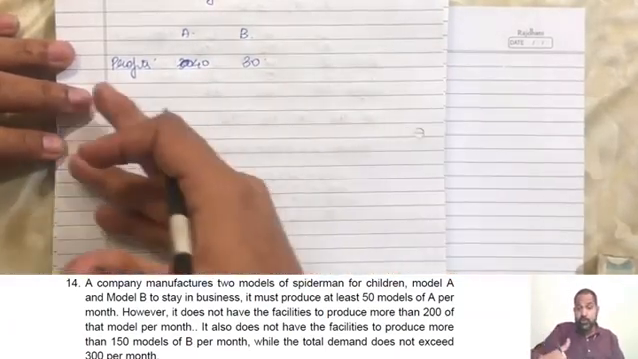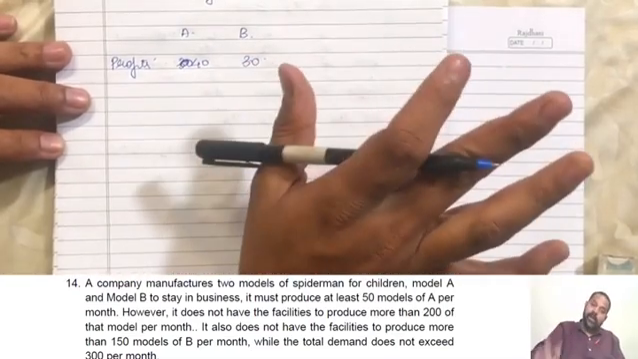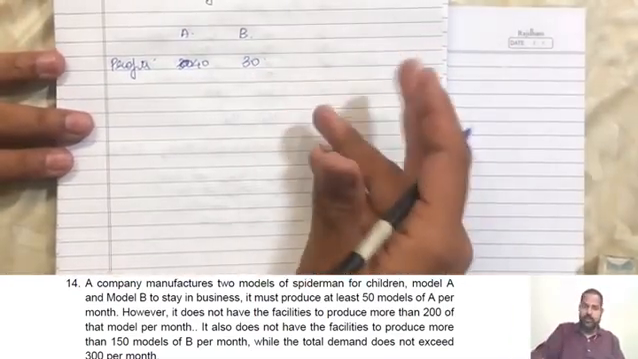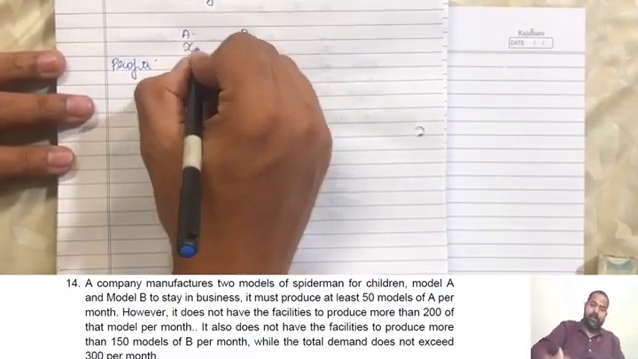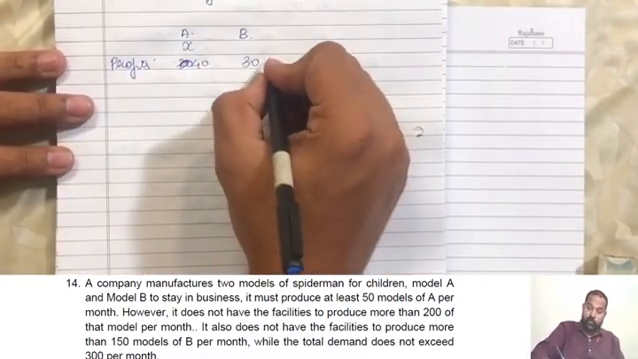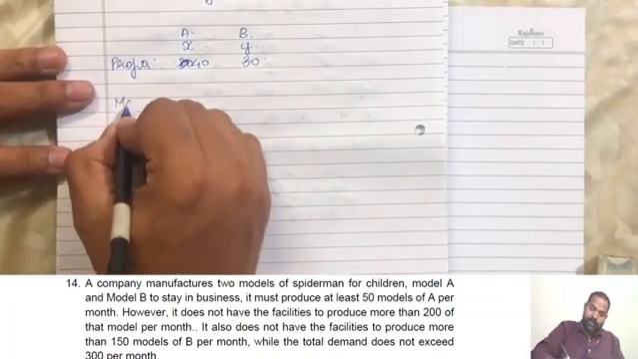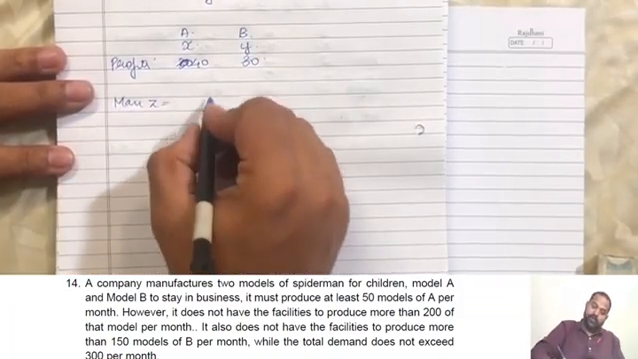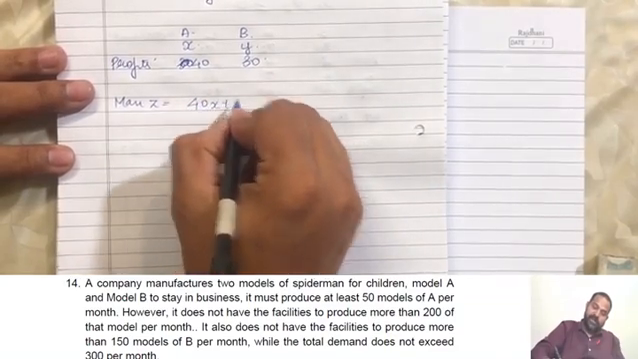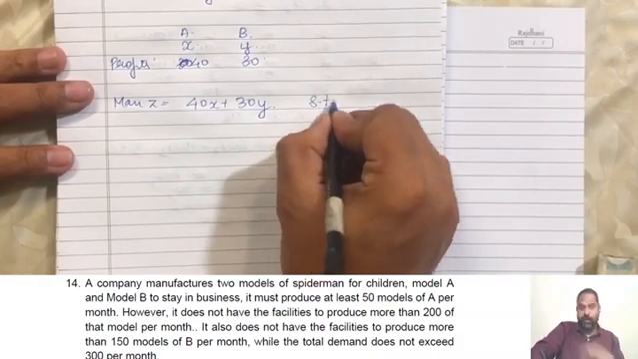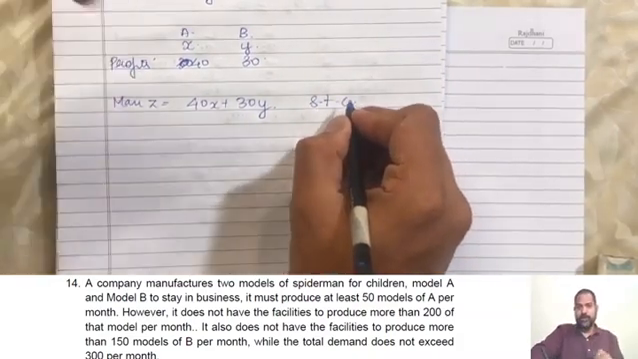Now, because there is no other resource, there is only a limitation on number, I can't really put anything in a table. So this is it. I will say let him produce X units of A and Y units of B. I will maximize Z, which is 40X plus 30Y. And this maximization is subject to constraints. Let's come to the constraints.